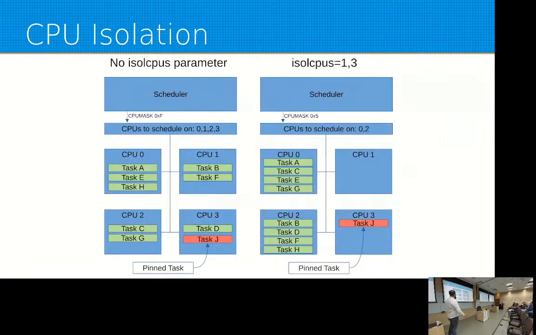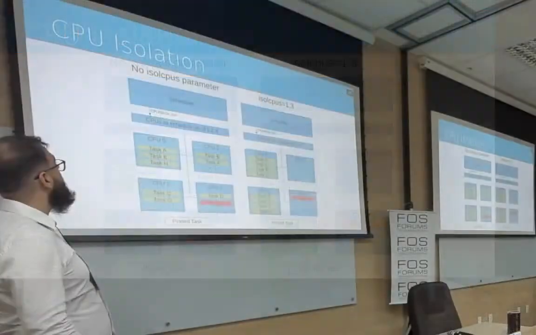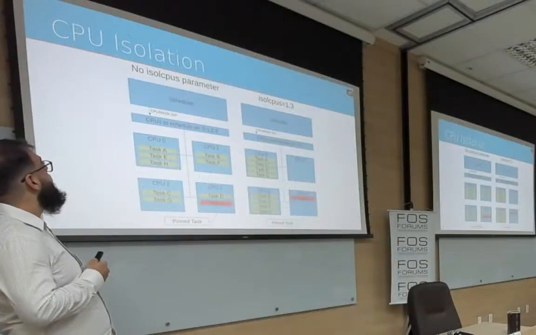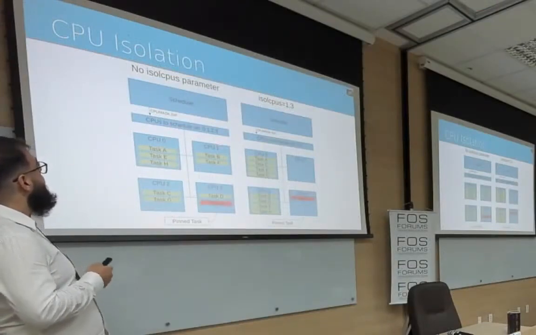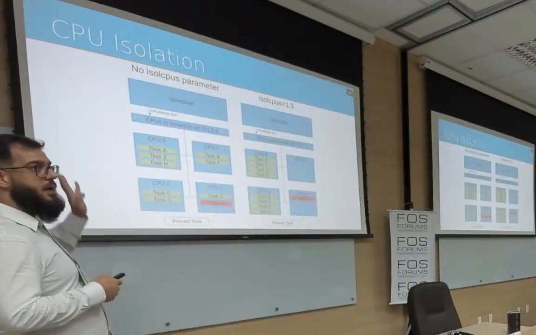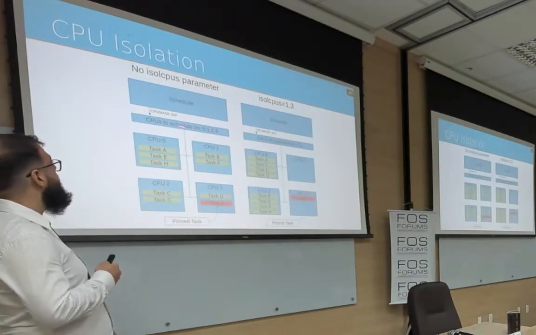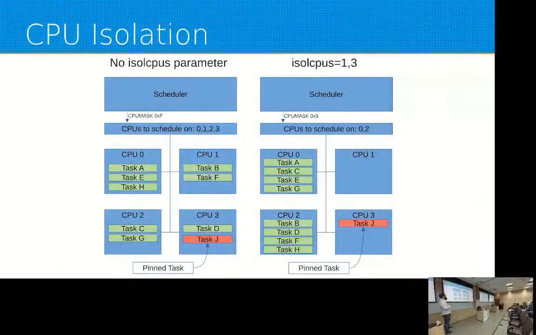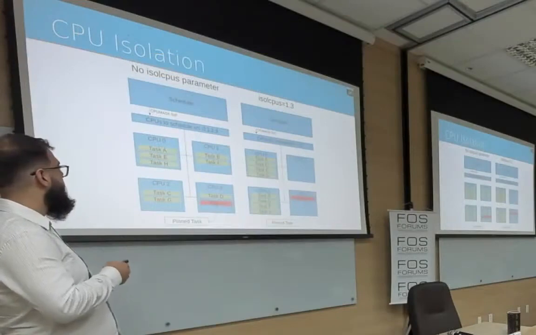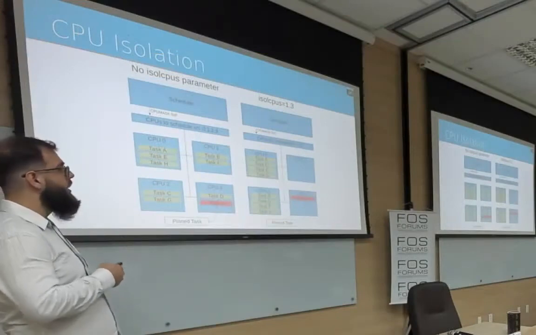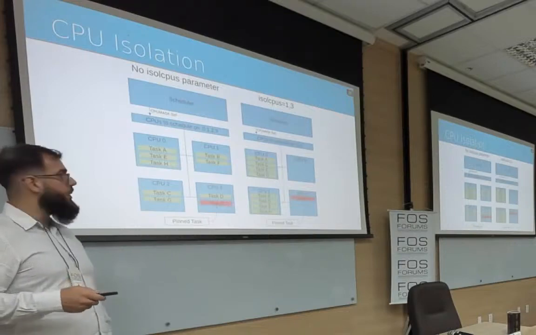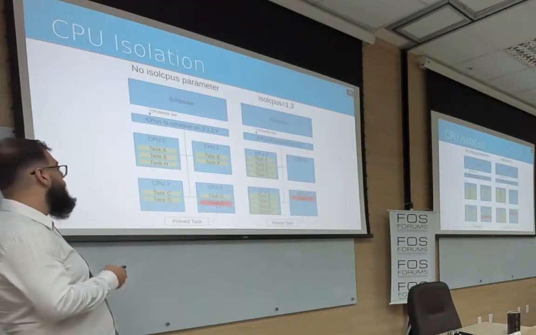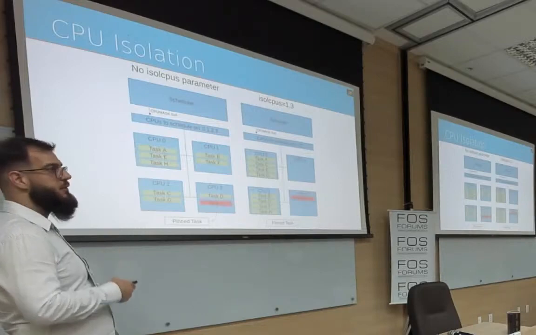Here is a picture, so it's easier to understand. When you don't pass an isolcpus parameter, in this example there are 4 CPUs, so the scheduler knows that it can schedule work on 0, 1, 2, and 3. So here you have CPU 0 with a lot of tasks, CPU 1, CPU 2, and CPU 3, and when you pin a task on CPU 3, it will compete for CPU time with the other tasks that can be moved here.